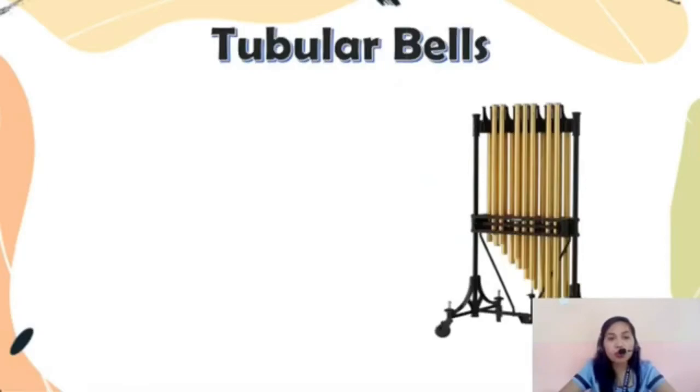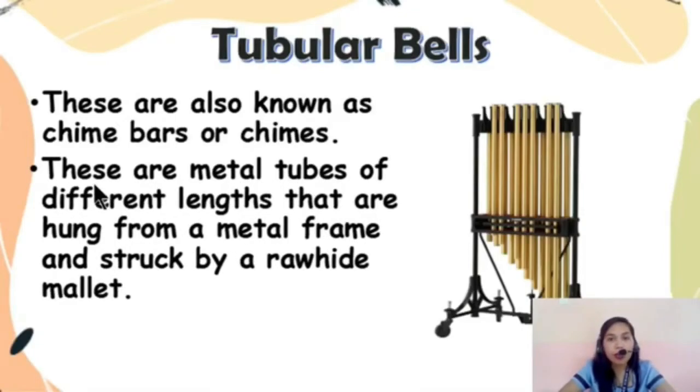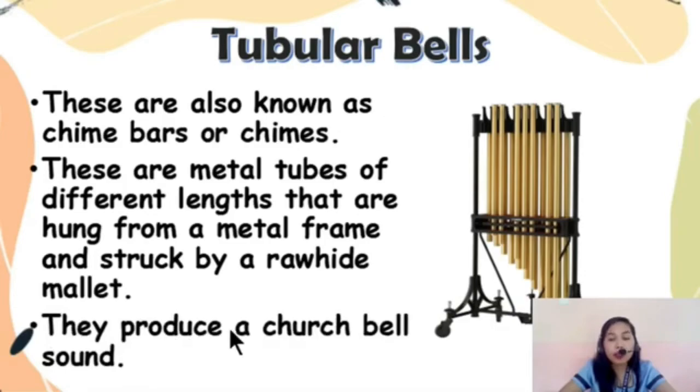Next is the tubular bells. These are also known as chime bars or chimes. These are metal tubes of different lengths that are hung from a metal frame and struck by a rawhide mallet. And they produce a church bell sound.